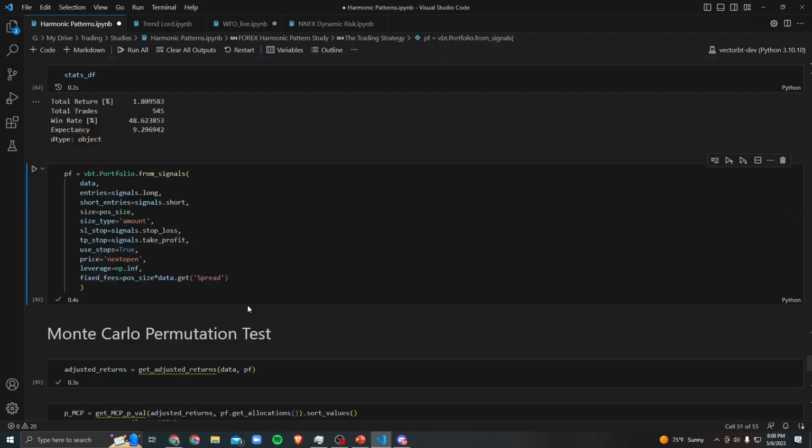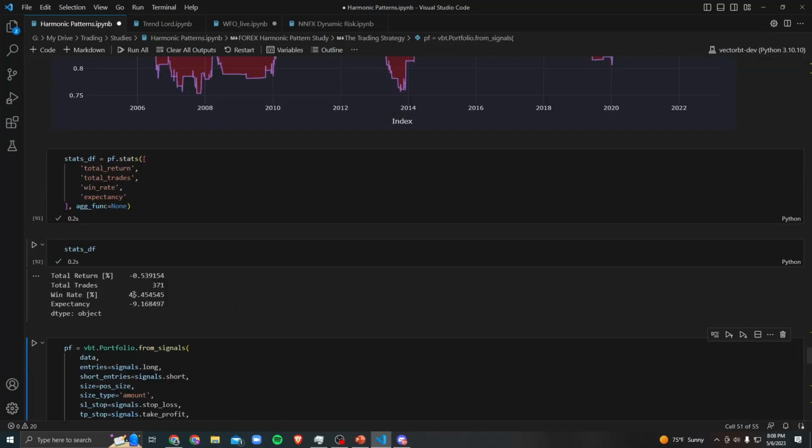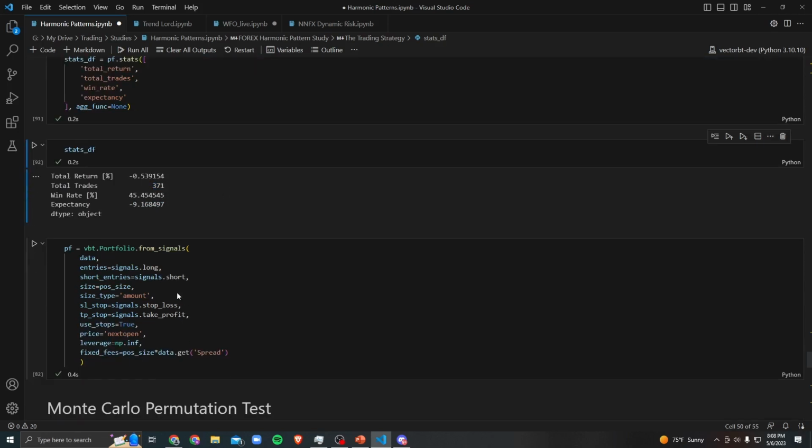Now we can look at some of the stats for this trading system. You can see that we have a negative total return, 45% win rate, negative expectancy, but the big thing is we only have 370 trades or so, and this is really low. This is about, less than one trade per pair per year. And so at this point you might say, okay, we're done, we're not going to trade this.